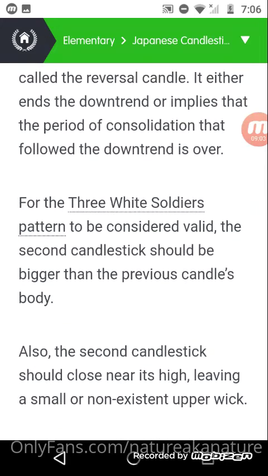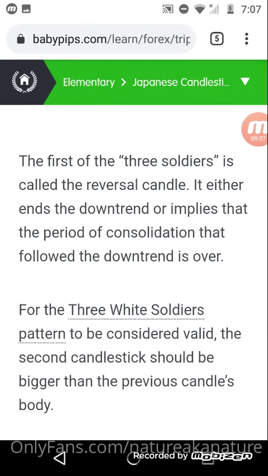So for the three white soldiers pattern to be considered valid, the second candlestick should be bigger than the previous candle. So in this example right here, the first candlestick, the second candlestick is bigger than the previous for it to be valid.